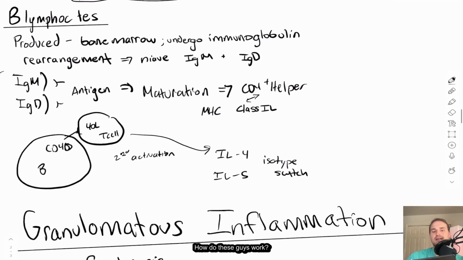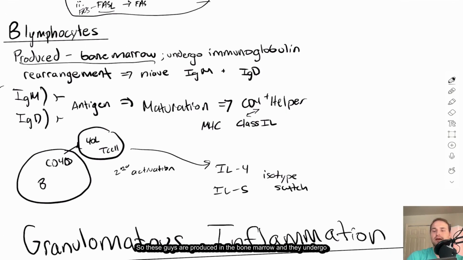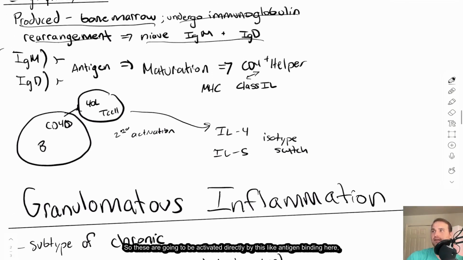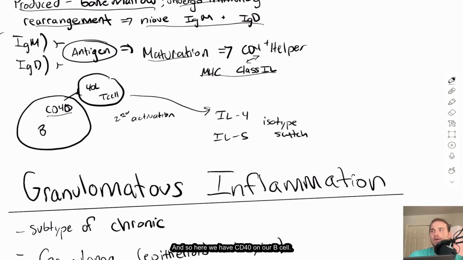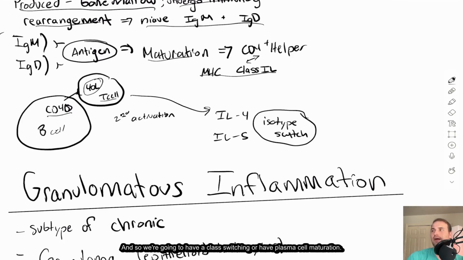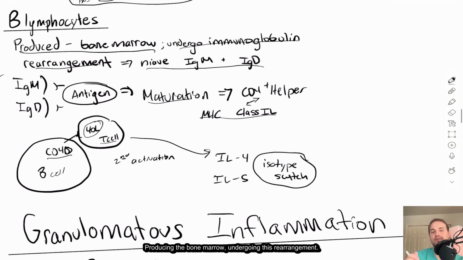Now B lymphocytes, how do these guys work? These guys are produced in the bone marrow and they undergo immunoglobulin rearrangement. That's where you have the naive IgMs and IgDs. These are going to be activated directly by antigen binding, causing the maturation. Here we have CD40 on our B cell, and the CD40 ligand on our T cell. This is going to help us undergo isotype switching, so we're going to have class switching and plasma cell maturation. So that's how our B cells work: produced in the bone marrow, undergoing this rearrangement, so we have our naive IgM and IgD. Then our antigen comes in and binds and we get maturation, and then they can be activated so we cause isotype switching.